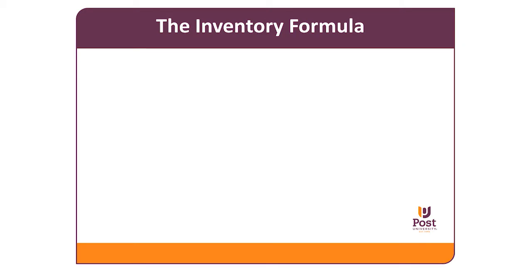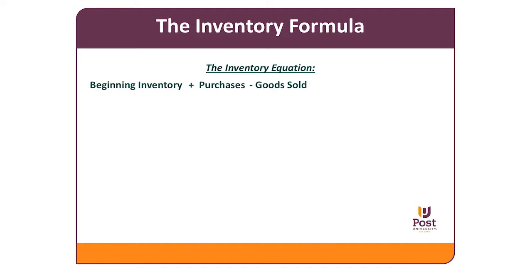Inventory is a very important asset to merchandise operations. We begin to introduce the accounting for inventory in this unit. Here is the inventory equation. Beginning inventory plus purchases minus goods sold equals ending inventory. Let's go over an example and show it in an inventory ledger T account.